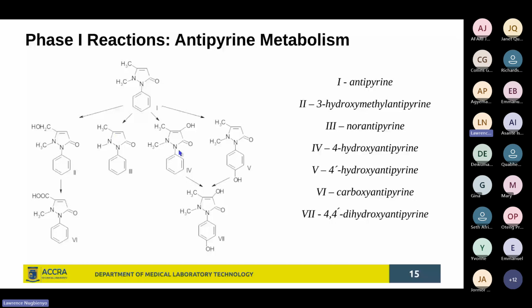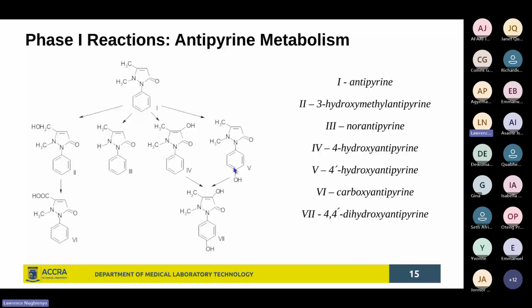Also, when you pay attention, you realize that there is a hydroxyl group attached on that top ring. So that also is hydroxylation. Of course, the name is 4-hydroxy antipyrine. Then V, again, you will notice that there's a hydroxyl group. This time around, the hydroxyl group is on the lower ring. And so that is also formed through the process of hydroxylation. And so that is 4'-hydroxy antipyrine.